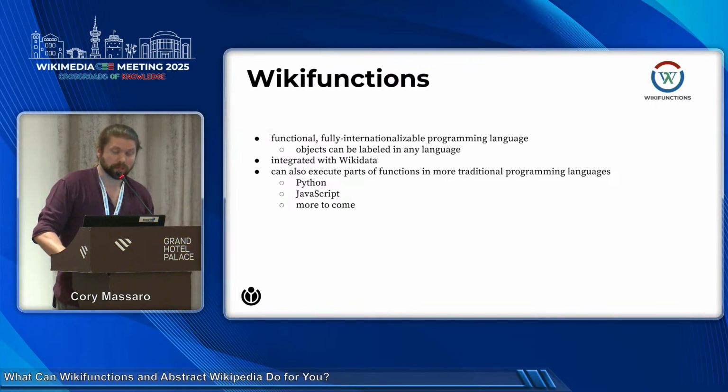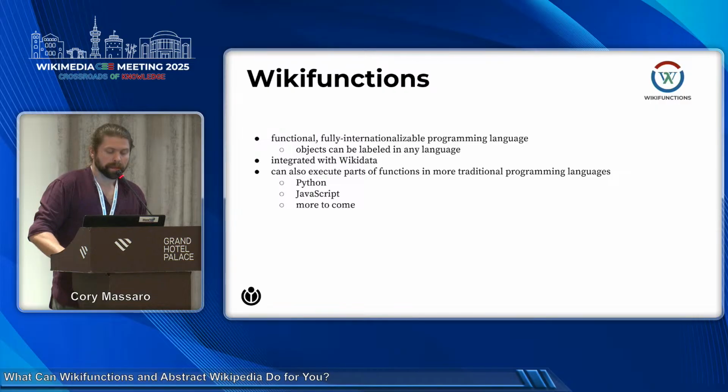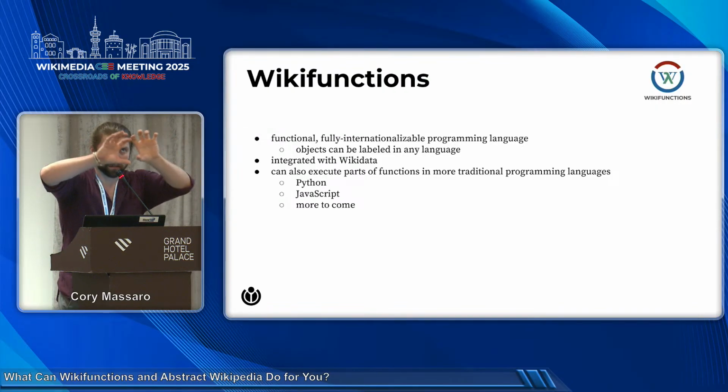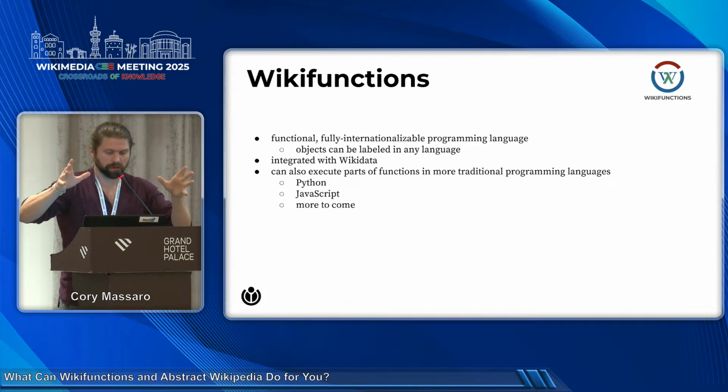It's also integrated with Wikidata, so there are already facilities for acquiring the facts and the linguistic data from Wikidata. And for more heavyweight stuff, the functions themselves in Wiki Functions are really good and descriptive, but if you want to write a really heavyweight piece of code, you can also drop into Python or JavaScript, and we're adding support for other languages too. So it's kind of a hybrid programming language situation.